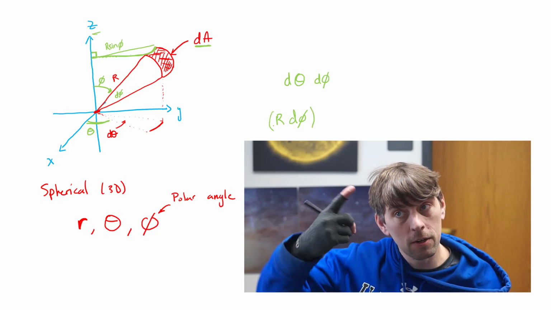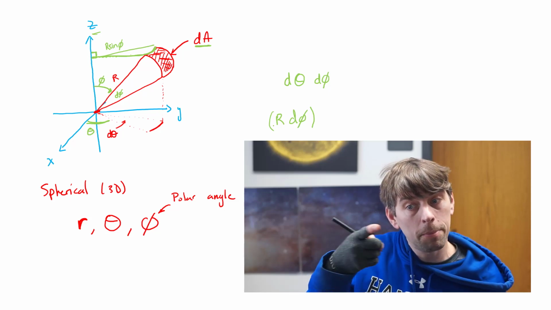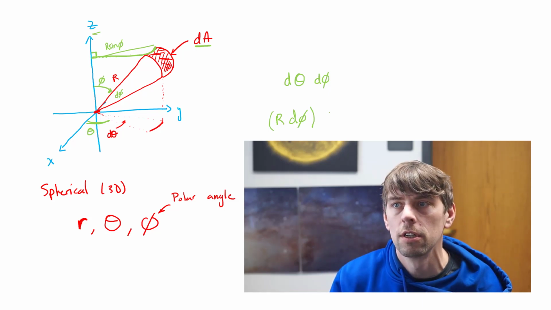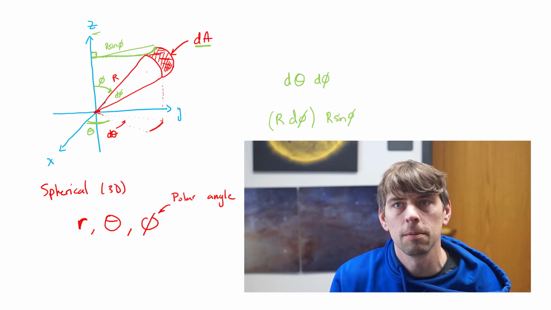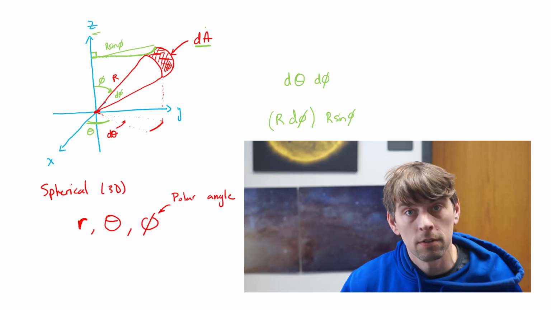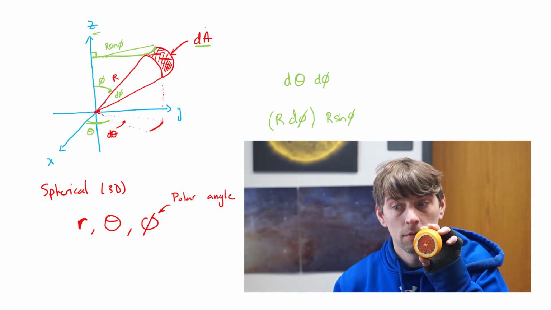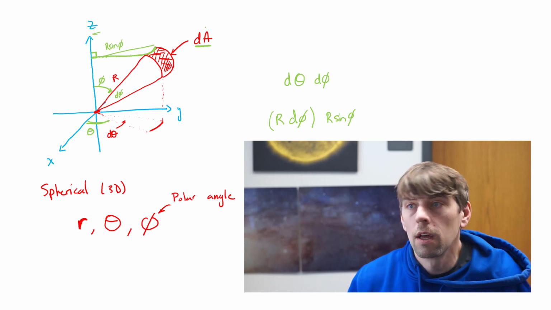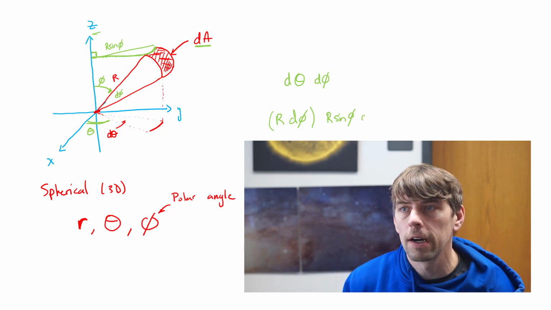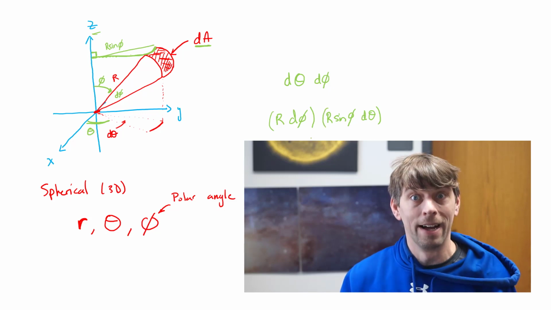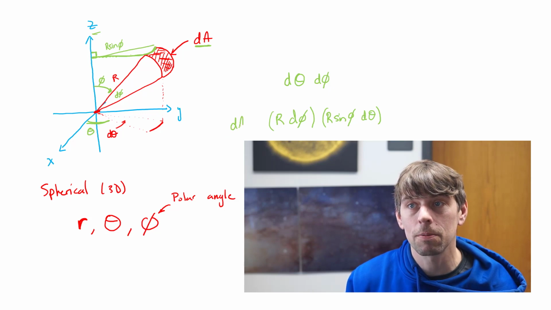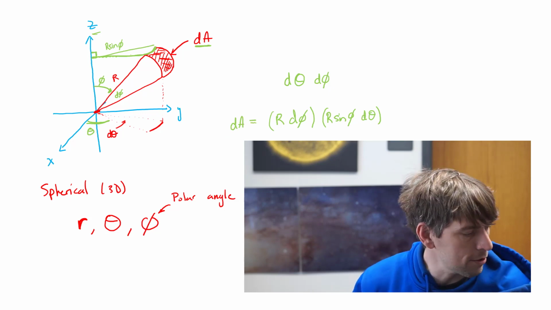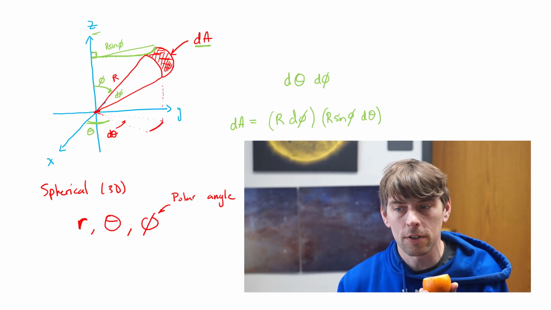So for that up-down one, we had r d phi. For the back into the page rotation, we have something that says r sine of phi to make sure we have the right radius for our circle. And then we multiply by our small angle d theta. Boom, we're done. We have the expression for our infinitesimal patch of area on the surface of our sphere.